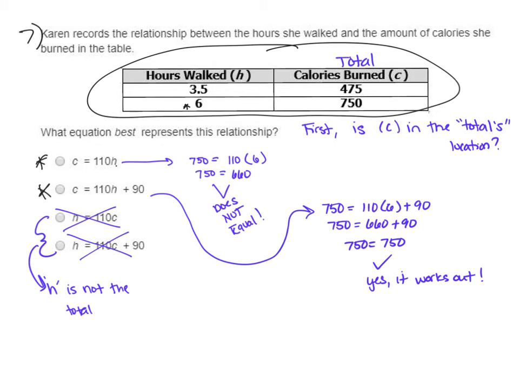Now, if you look at the next equation, when you substitute the 6 in place of H, you multiply. Once you get 660 and you add that extra 90 to it, you do get the answer of 750. So that equation actually works, and that is your answer. So on your paper, you need to show this as your answer.